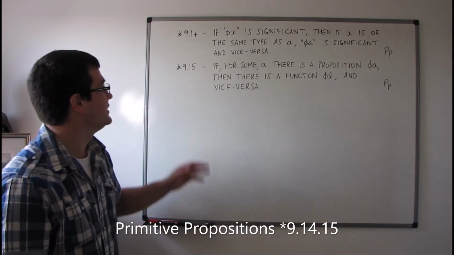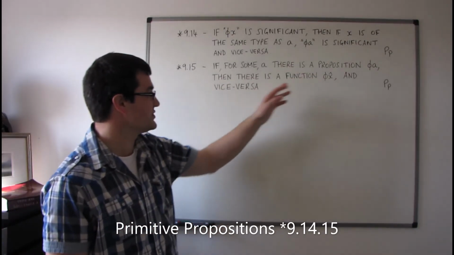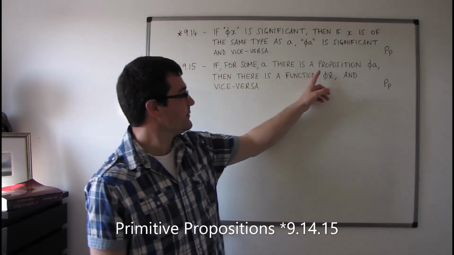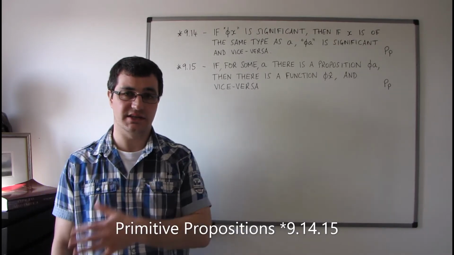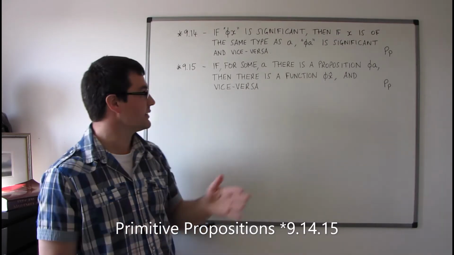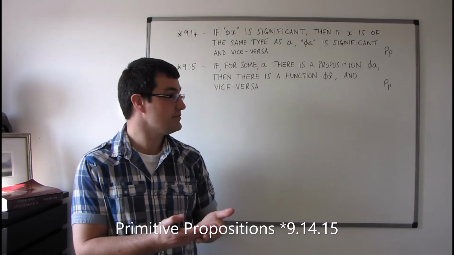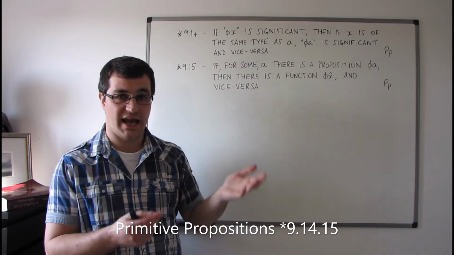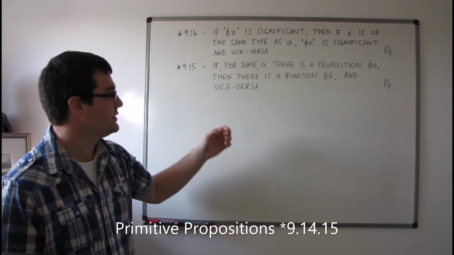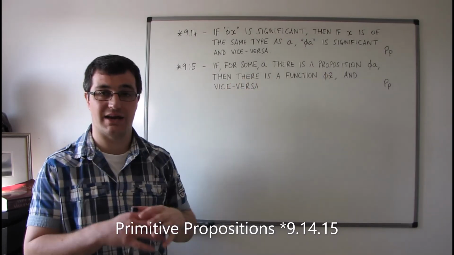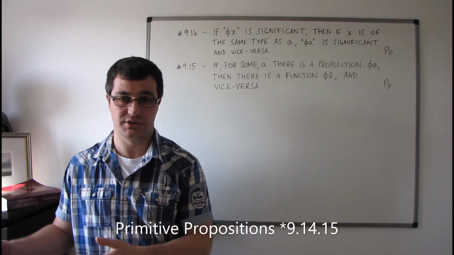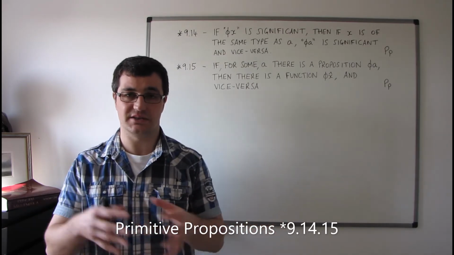It's all or nothing. 9.15: if for some A there is a proposition phi A, then there is a function phi and vice versa. So what this is saying is that propositions can't exist independently of propositional functions. A proposition must have come from some function. And because A is a component in this proposition, then effectively A must be an argument in that function. So we can't have propositions, nor can we have types, that are not the range of significance of some function. So types don't exist independently of functions.